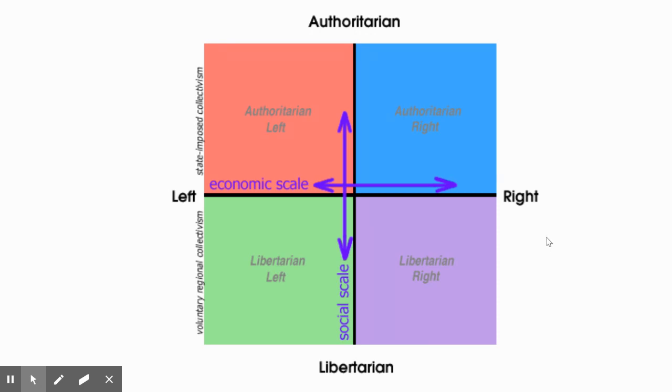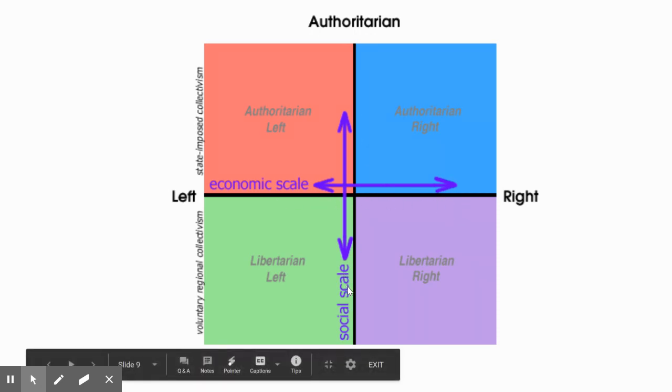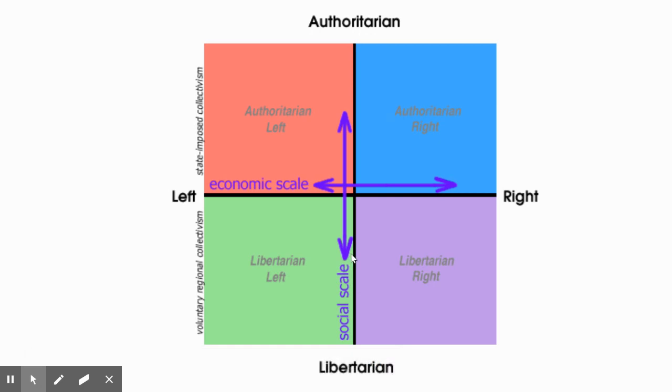And so the way they do it is they have two metrics that they're measuring you on. One is your economic ideology, and one is your social ideology. They're both on what you think the government should do based on the answers you give.